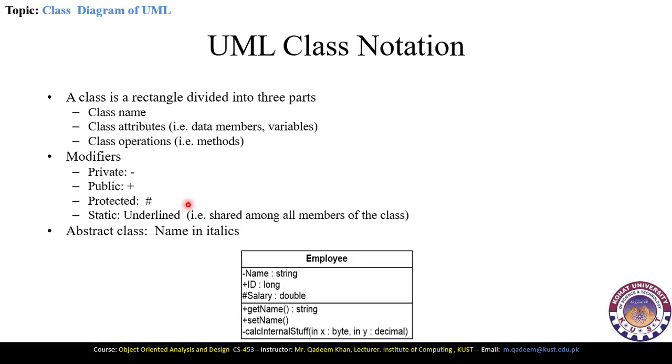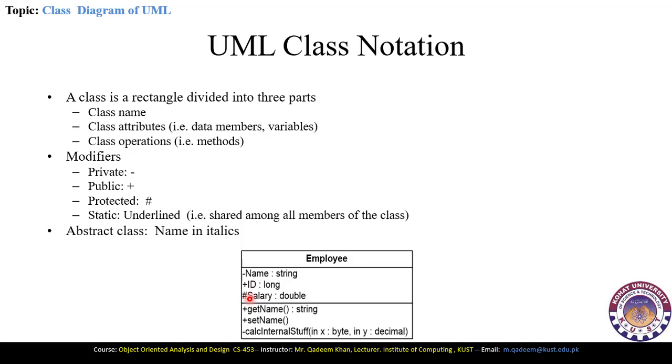Now you can see that there are minus, plus, hash, and static, which is underlined. These are access modifiers of the attributes as well as the functionalities. For example, minus stands for private, meaning that it cannot be accessed outside of the class. Plus stands for public, meaning that these attributes or functions can be accessed outside of the class.